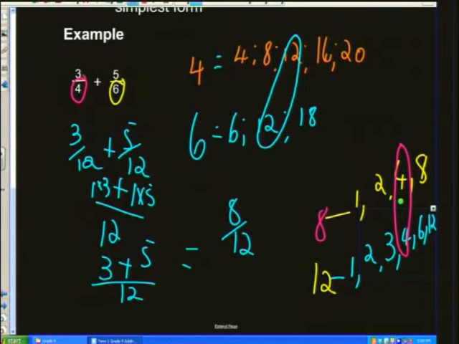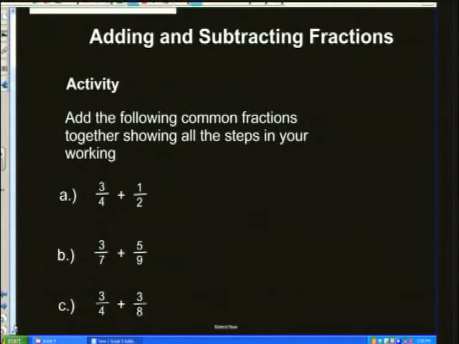I'm going to say, 4 into 12 goes how many times? It goes thrice. 4 into 8 goes how many times? It goes twice. So that will be my simplest form of this fraction. I'm going to give you a few minutes for you to work on this activity.